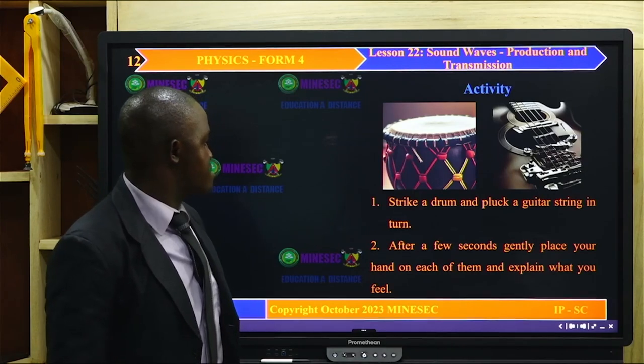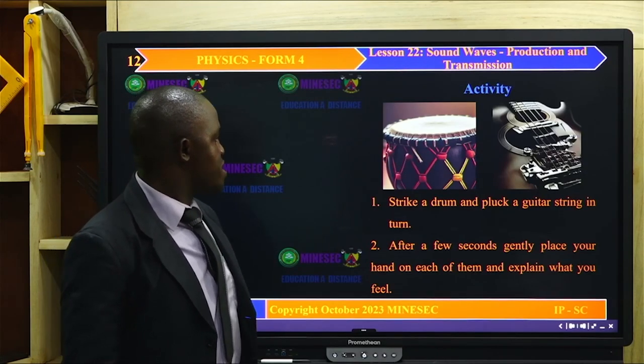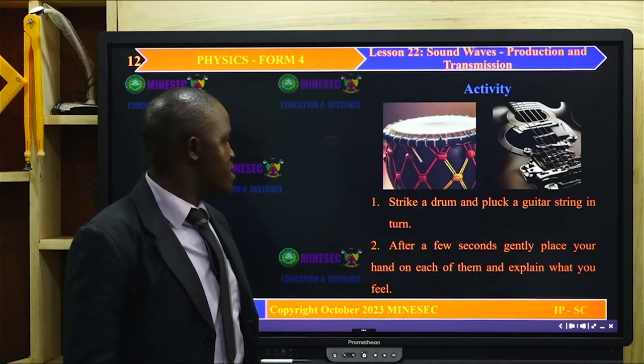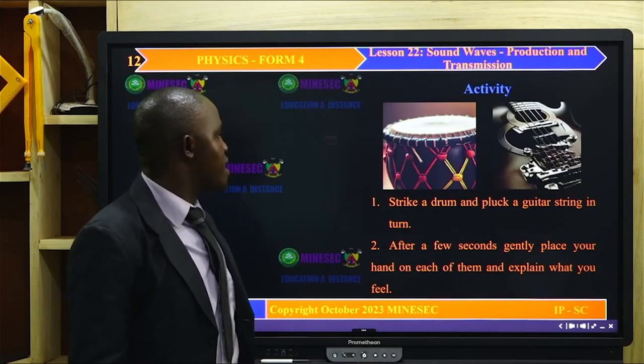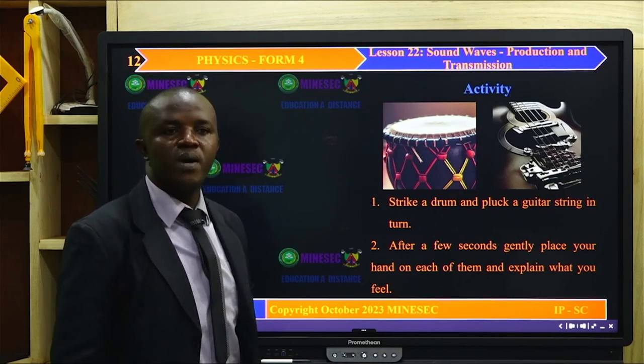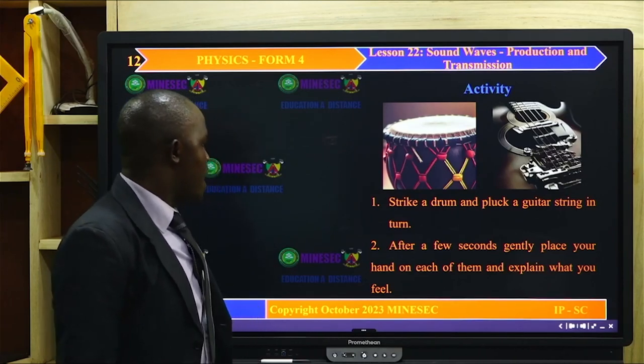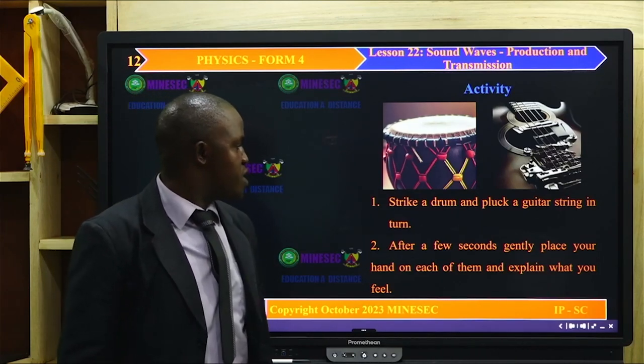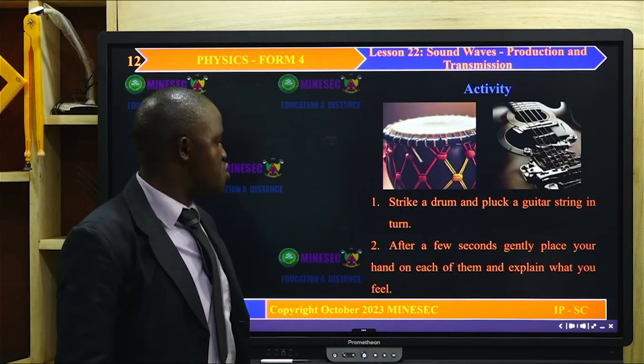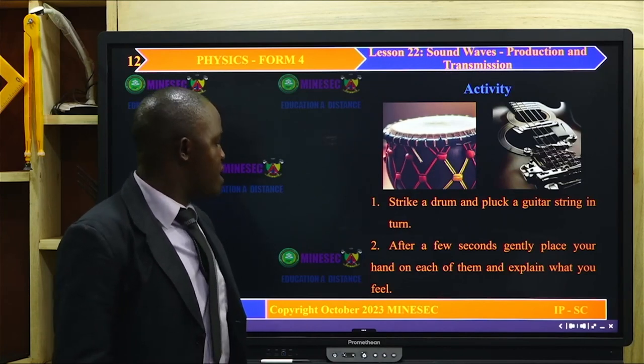Now on to activities. Strike a drum and pluck a guitar string in turn. You can see on the left there's a figure, that's a drum, and on the right we have a guitar string. After a few seconds, gently place your hand on each of them and explain what you feel.